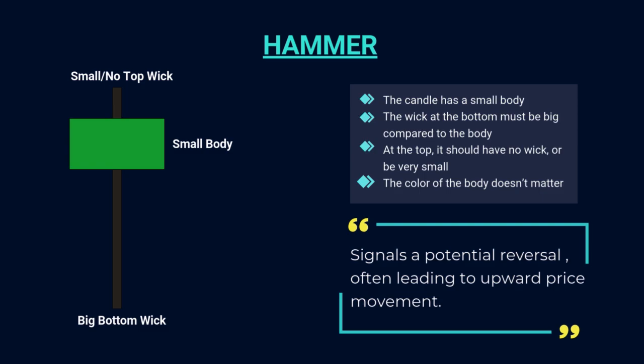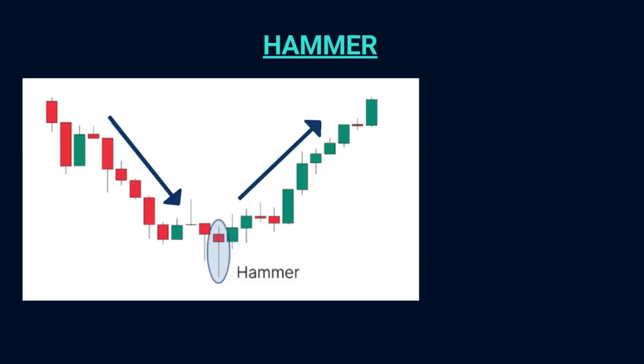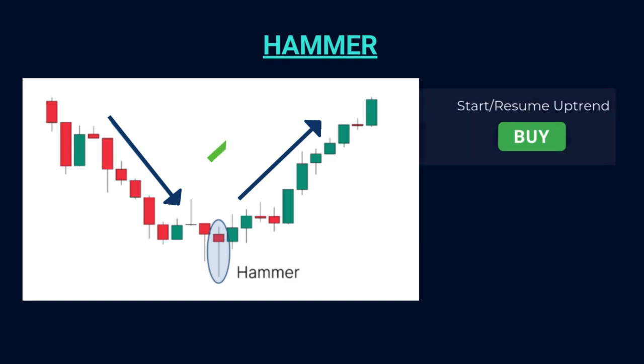Usually, the color of a hammer candlestick does not matter, but sometimes a green hammer gives a stronger indication and more positive results than a red hammer. When a hammer candlestick pattern appears at the right location, it may show the end of a downtrend and start of an uptrend, or the end of a pullback resuming an uptrend.